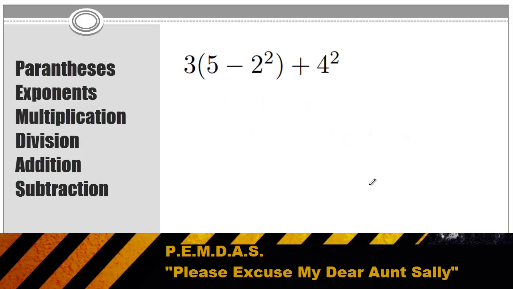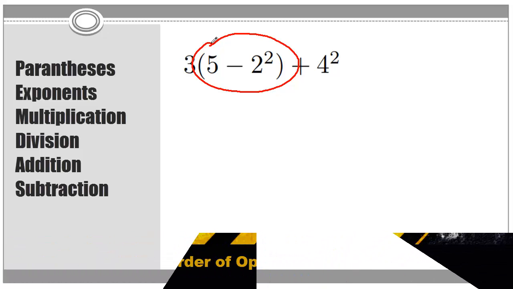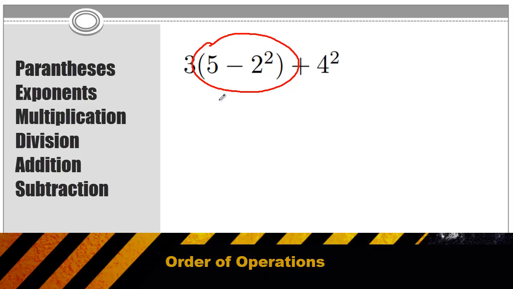So in this problem we actually have several math operations. According to PEMDAS, our first job is to look at the parentheses. Inside the parentheses, we have a choice between subtraction and exponents. According to PEMDAS, we do our exponents first. So we can rewrite the problem as 5 minus 4, which gives us 1. Then we rewrite the problem as 3 times whatever we got in the parentheses, which in this case was 1, plus 4 squared.